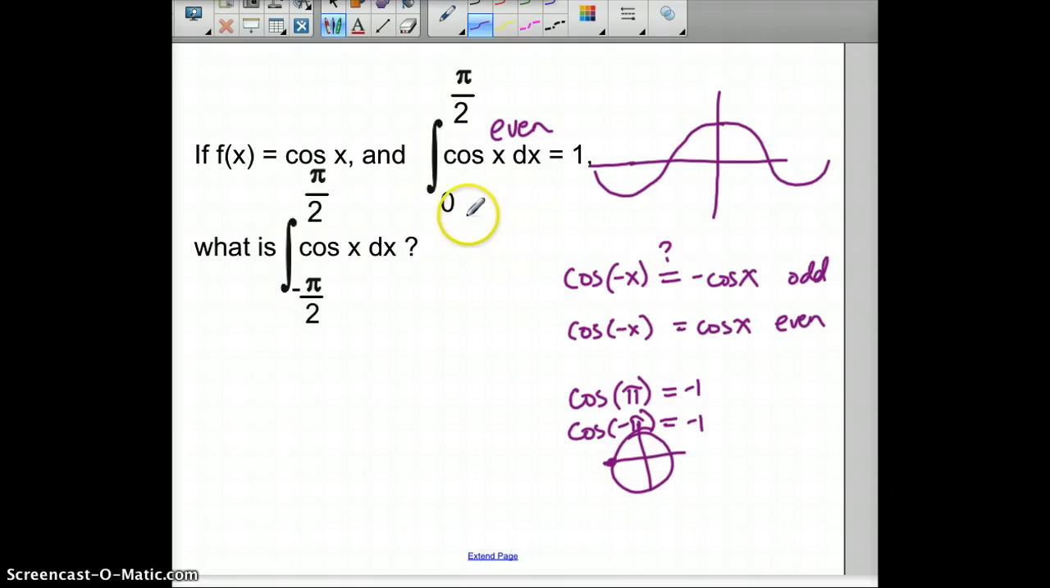So if we're integrating an even function from 0 to pi over 2, if that area is 1, so this area is 1, then what's the area from negative pi over 2 all the way to pi over 2? Well, if it's even, we know that these two pieces must be the same. Or another way to think about it is this integral of an even function equals 2 times the integral from 0 to pi over 2.